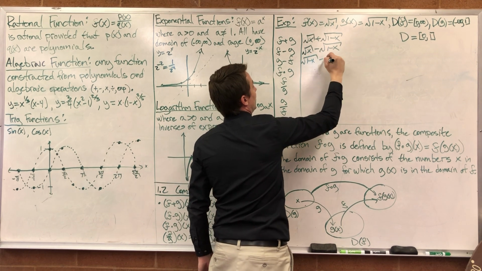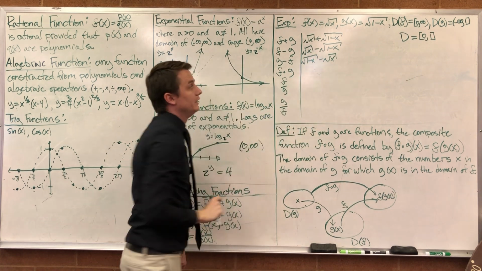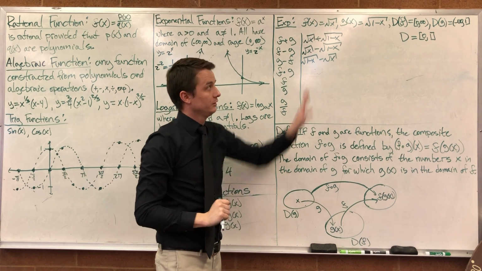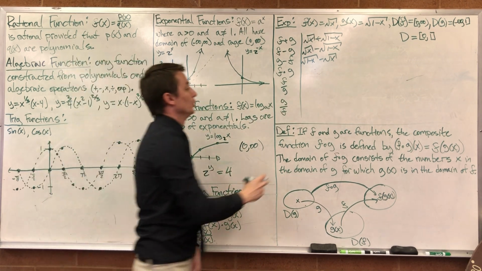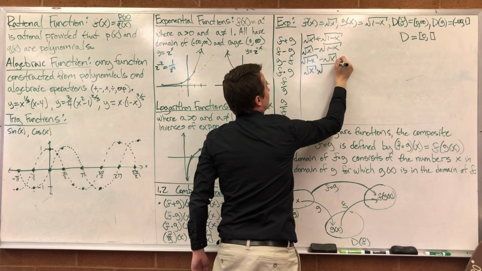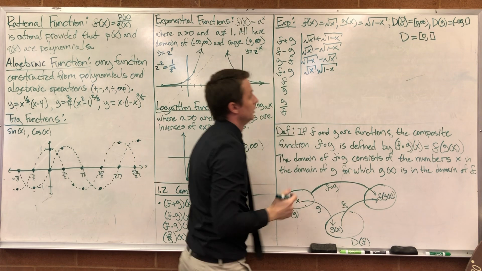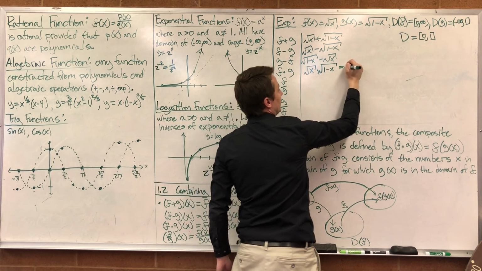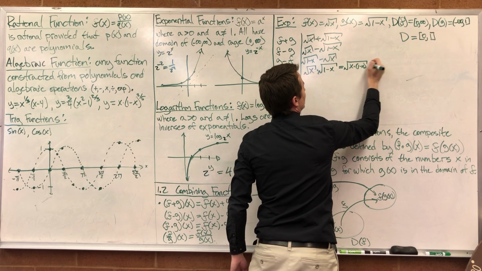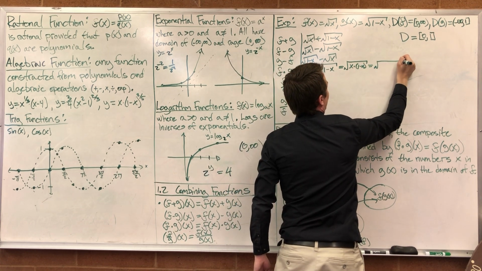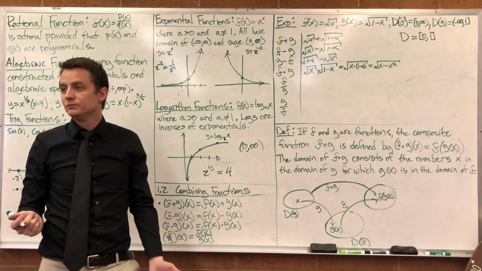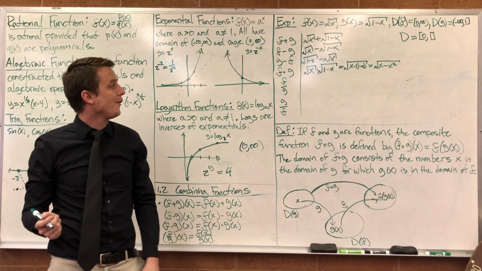Switch the order, doesn't matter. Square root of 1 minus x minus square root of x. Notice that those aren't the exact same thing. Those are two different functions, but the domain is still the exact same. Let's look at multiplied. If we have the square root of x times the square root of 1 minus x, we could say this is the square root of x times 1 minus x, which is equal to the square root of x minus x squared.